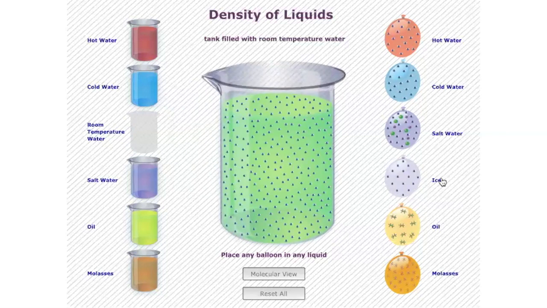Okay, and now I'm going to drag this saltwater balloon. If we look at this balloon, it's got all those same blue and white dots on it, but it also has these green and purple things. What do you think these green and purple things are in our salt water? All right, I'm going to drag this. Think about what you think is going to happen to the salt water. Is it going to float? Is it going to sink? Is it going to stay in the middle? Who knows? Let's drag it over.